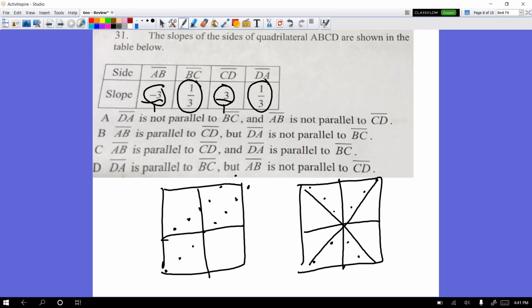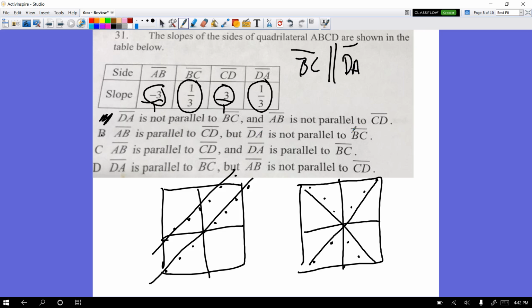Okay, so this is what this is trying to tell you. You got parallel lines. BC is parallel to DA. Okay, we know that. So find the one that says that. DA is not parallel to BC. Gone. AB is parallel to CD.